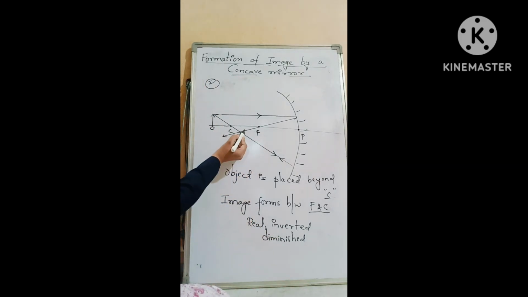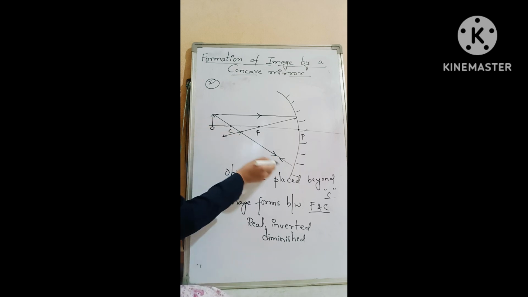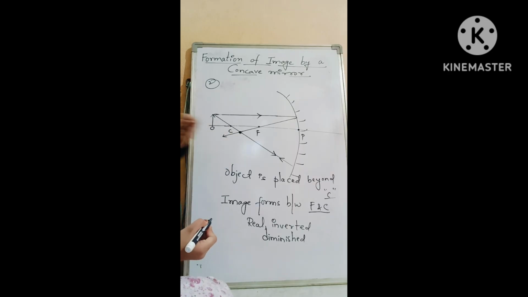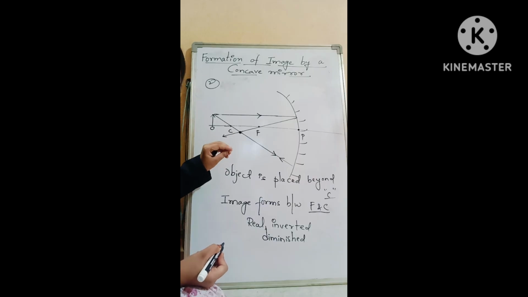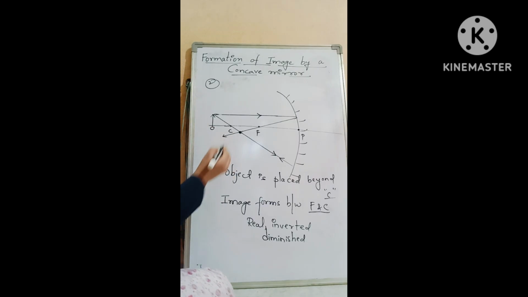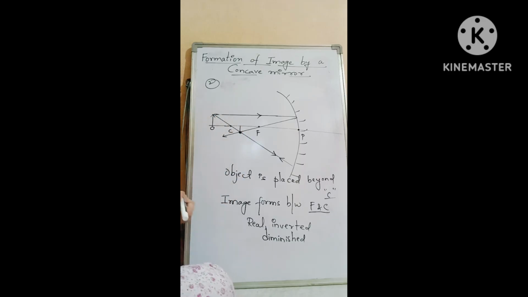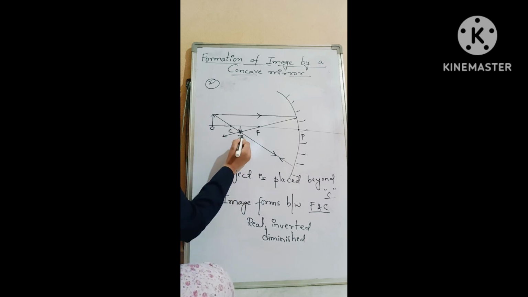Now you see here, this is the reflected ray and this is the reflected ray. These 2 reflected rays are meeting at this point. This is called the point of intersection. So if 2 reflected rays meet, as I told you, it forms a real image. So this is the image. What you have to do is, at this point draw one vertical line, then draw one arrow mark which must be upside down. So this is the image.